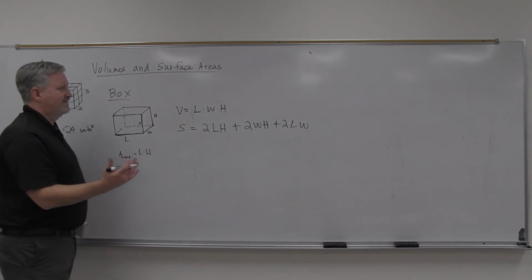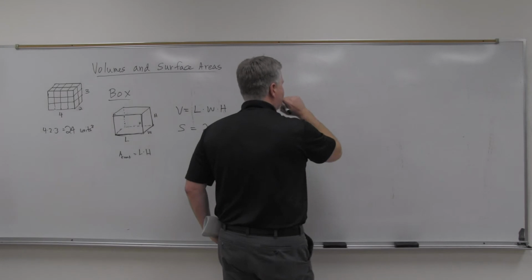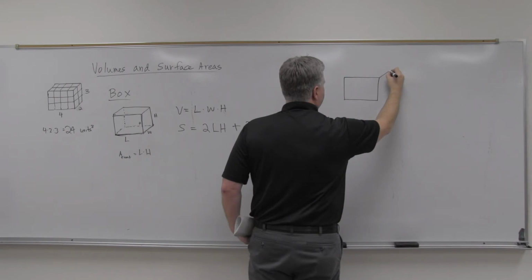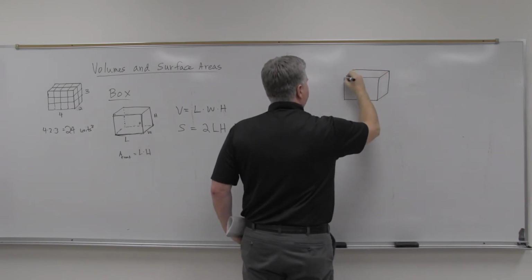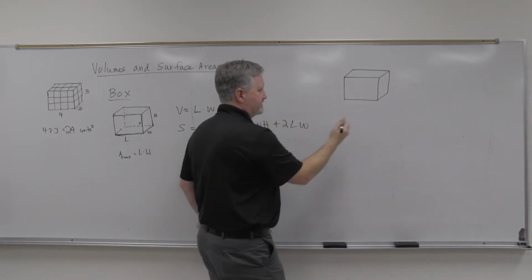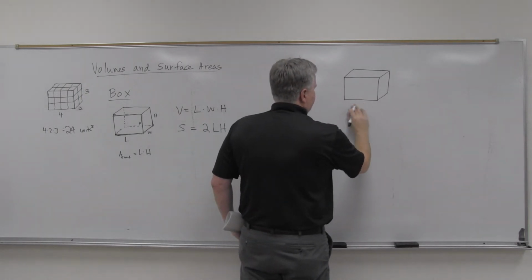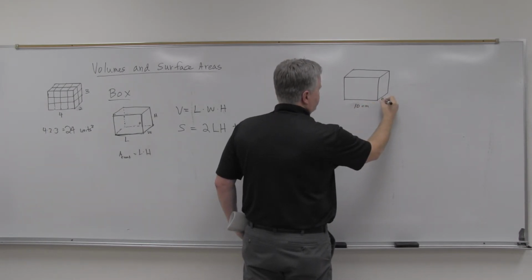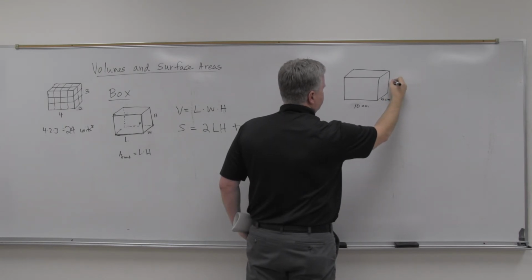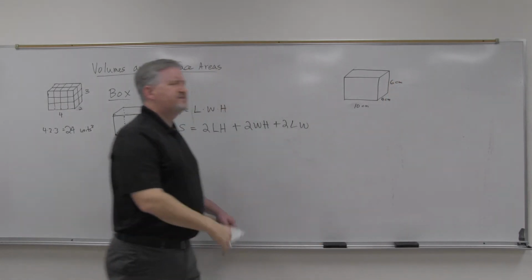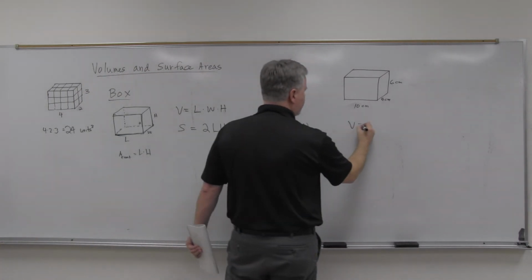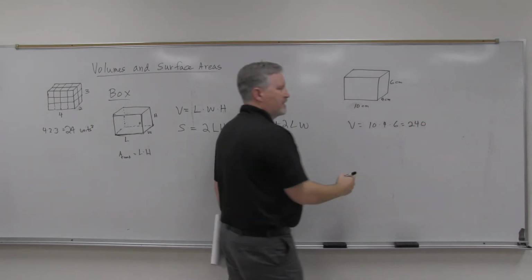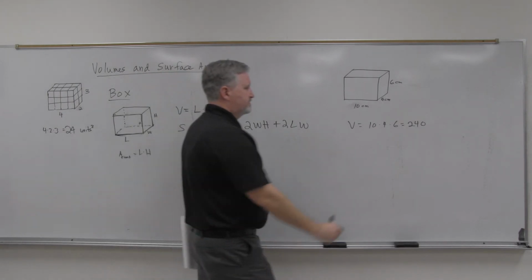Now, let me do this. All right, so let's say I've got this box right here, and let's make it 10 centimeters by 4 centimeters by 6 centimeters. All right. So easy enough. Calculate the volume. We got 10 times 4 times 6, so that's 240. And the volume units, they're cubic units, so it'd be centimeters cubed.